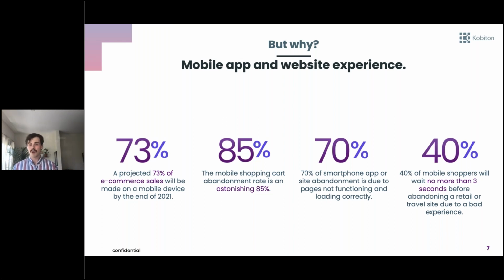And when you look at why this happens, I think this is some information out of Google actually a while ago. 70% of that smartphone app or site abandonment is actually due to pages not functioning and loading correctly, right? With 40% of your mobile shoppers, they're not willing to wait any more than 3 seconds before abandoning the retailer or travel site due to a bad experience. So beyond just the shopping cart being abandoned, they will actually abandon the entire site itself if that customer experience isn't up to par, doesn't meet their expectations, right?